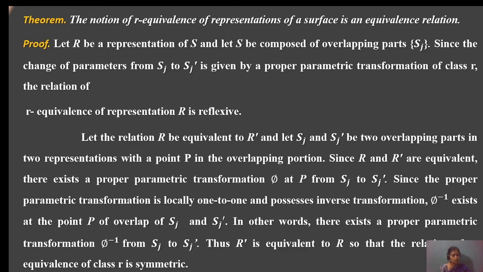If we do not consider any concept, it will not be clear. Then this part will exist at the point P in the overlap of Sj and Sj dash. In other words, there exists a proper parametric transformation phi inverse from Sj dash to Sj. Thus R dash is equivalent to R, so the relation R being equivalent to R dash is symmetric. This will be considered as a theorem from the equivalence notation.